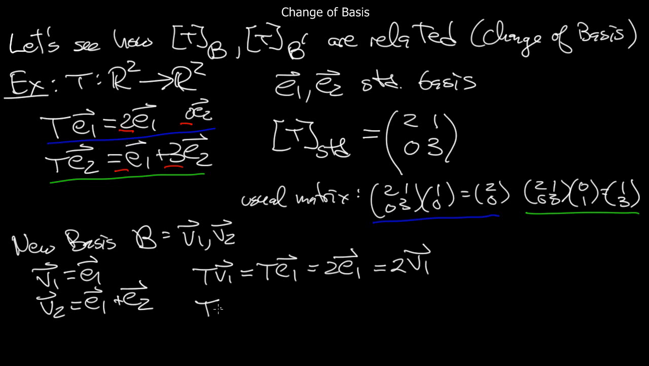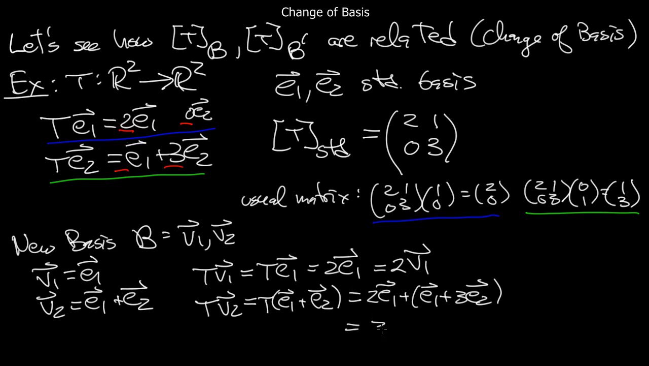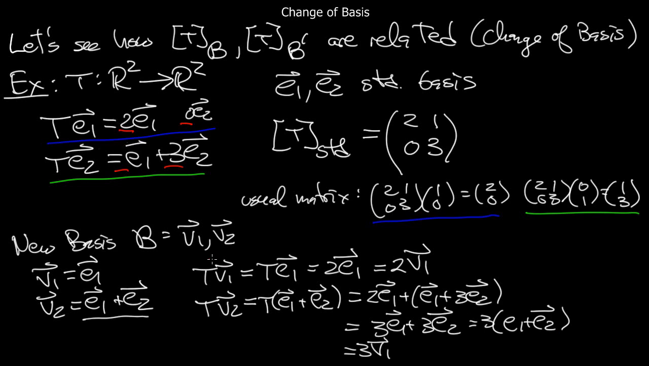What about TV2? Well, V2 is E1 plus E2. And when you apply T to that, let's see, TE1 is 2E1. So that's the first term. And the second term is TE2, which is E1 plus 3E2. So there you go. And let's gather these terms. That's 3E1 plus 3E2. Now I need to convert this back to the V1, V2 basis. What is E1 plus E2? Well, that's exactly V2. So that's easy. This is 3V2. Sorry, that's a misprint there. That's a V2. So here's my matrix.